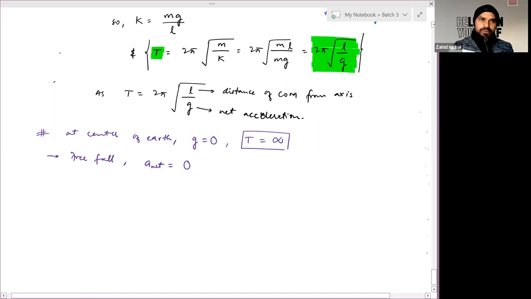Suppose you'll be asked what will happen to the time period of simple pendulum when it is placed on the surface of moon. So you'll say gravity on the surface of moon will be smaller as compared to Earth. So if gravity decreases or acceleration decreases, time period must increase. Hence, time period of pendulum increases as compared to Earth.